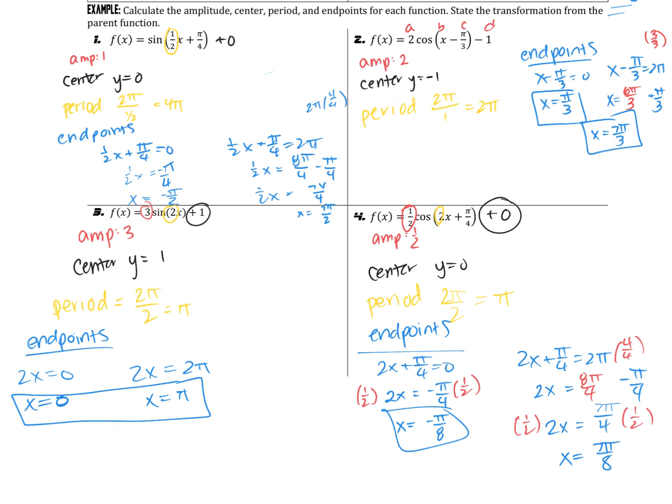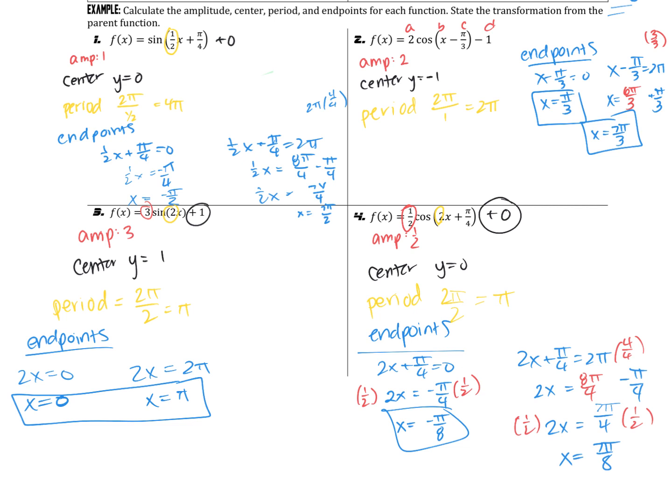So key ideas in this lesson. We first used the unit circle to identify points on the graph of sine and cosine and tangent. We used those points to sketch a graph of tangent so that we could see the basic shape of what the sine and cosine graphs looked like.